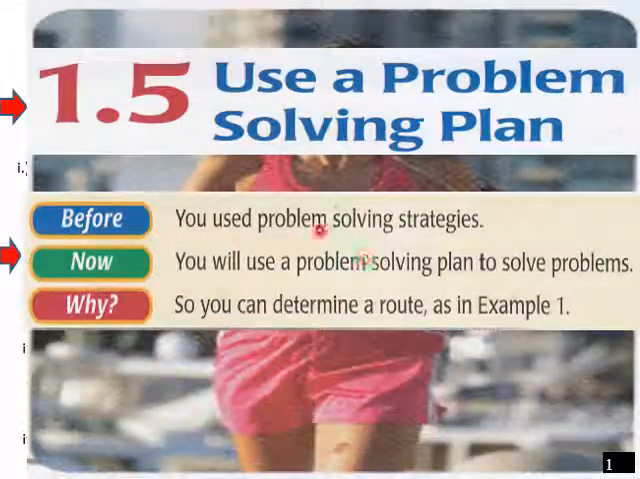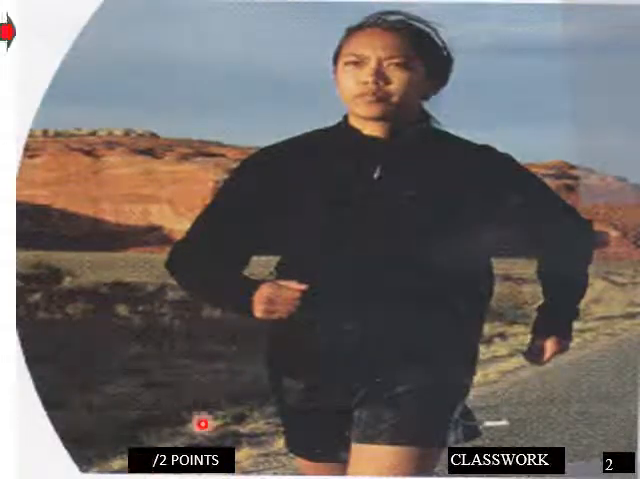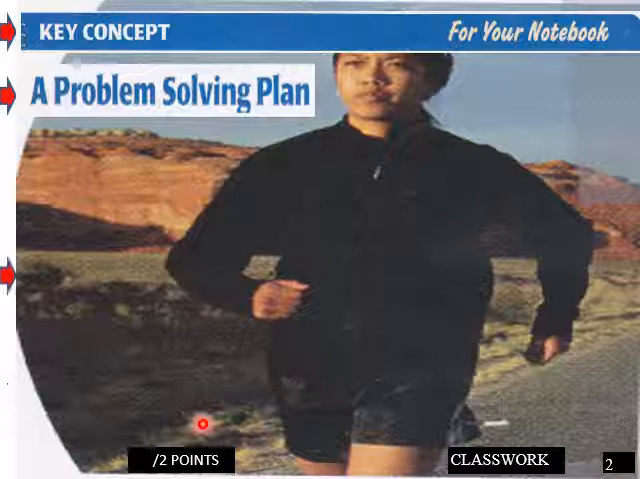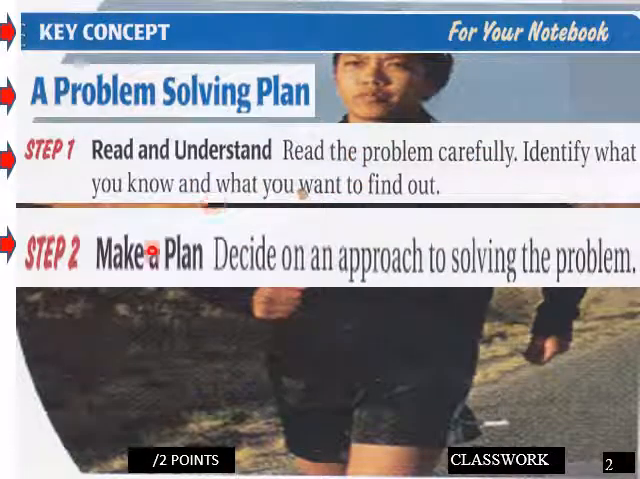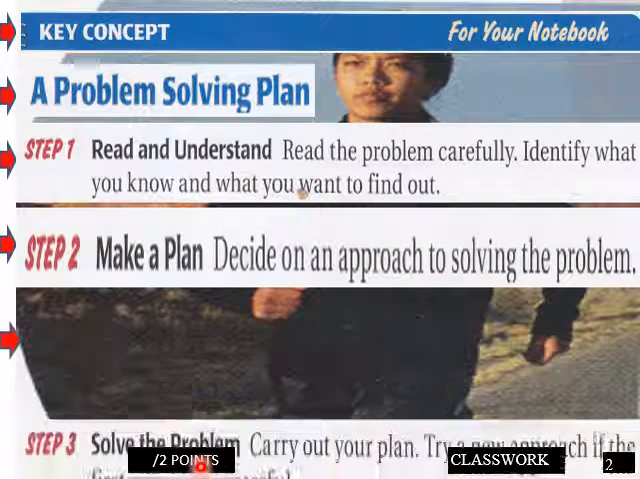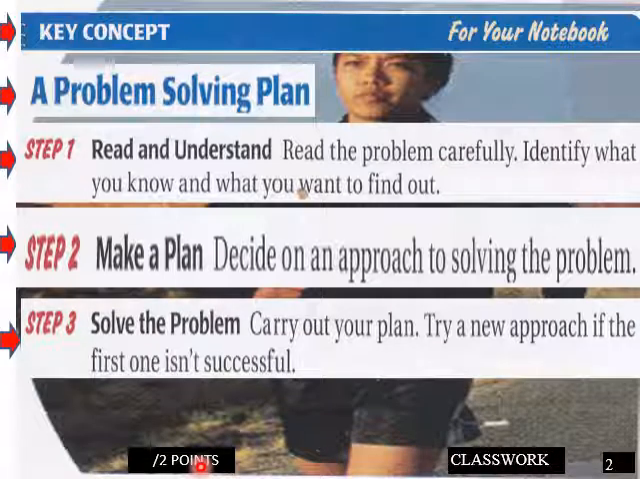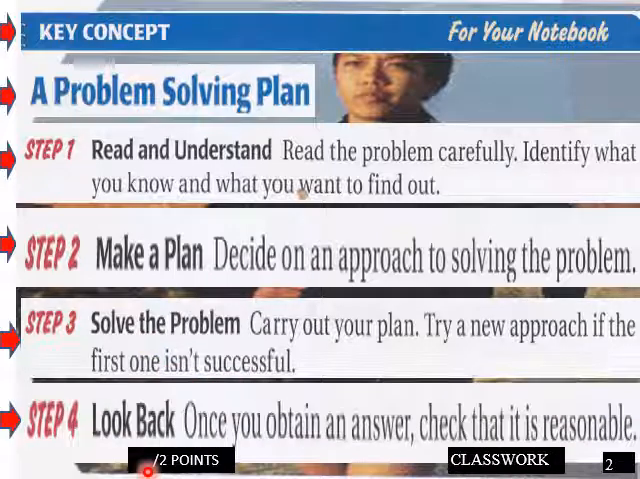Okay, use a problem-solving plan. Use problem-solving strategies to solve word problems like the bell work. Problem-solving plan: 1, read and understand. Read the problem carefully. Identify what you know and what you want to find out. 2, make a plan. Decide on an approach to solve the problem. And 3, solve the problem. Carry out the plan. Try a new approach if the first one isn't successful. And 4, look back. Once you obtain an answer, check that it is reasonable. Okay?